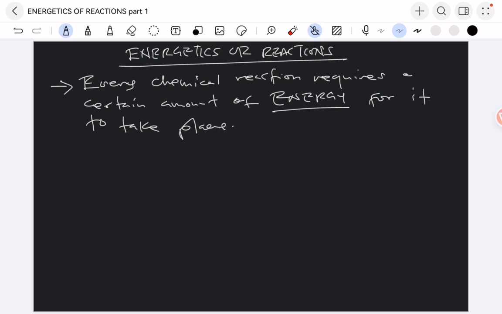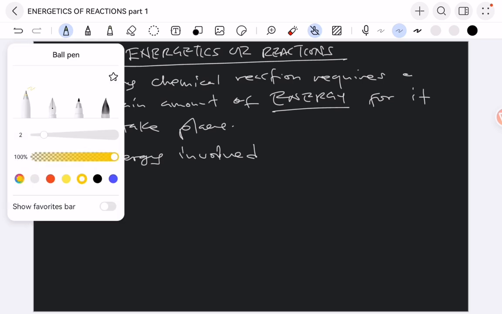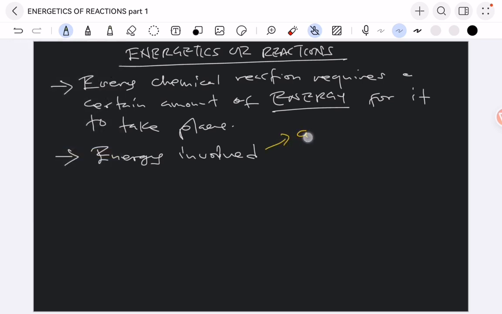So it recognizes the fact that for a chemical reaction to take place, there should be the presence of energy. So what does this mean? This means that in a chemical reaction, there is always energy involved, or there is always energy involvement. Now, this energy involvement can be in two forms. So energy can be absorbed or energy can be released.